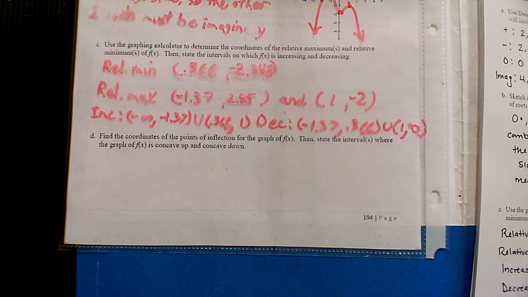Alright, last question then. Find the coordinates of the points of inflection for the graph of f of x. Then state the intervals where the graph of f of x is concave up and concave down. So they want us to find these points of inflection, but what is an inflection point? Can somebody describe that? What is the inflection point? Where it changes from being concave up to concave down. Exactly, where it's changing from being concave up to concave down or concave down to concave up. Yes, the concavity is changing.